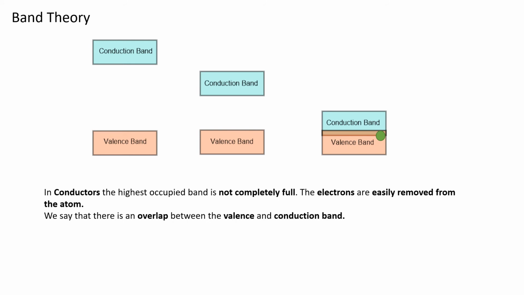In conduction, we know that the valence band is not completely full, and the electrons are easily removed from the atom because of this. Because of the overlap, the electron only requires a small amount of energy to move from the valence band into the conduction band and allow conduction to take place.